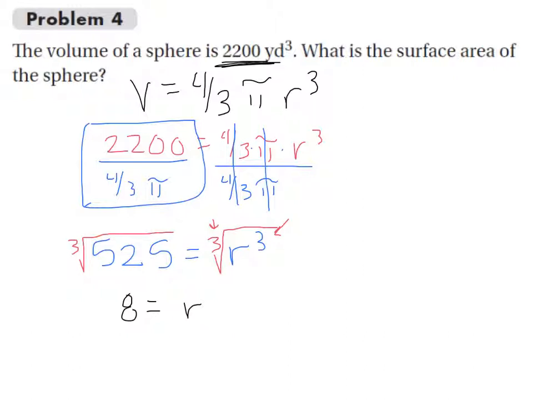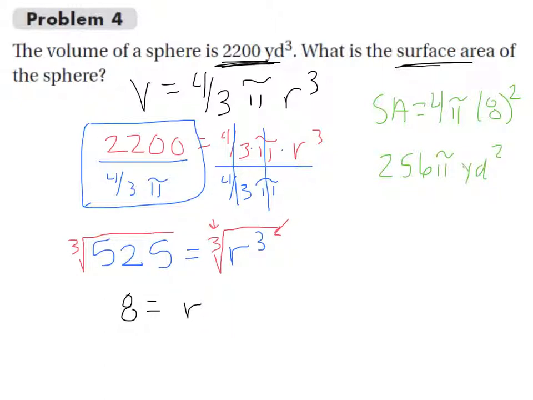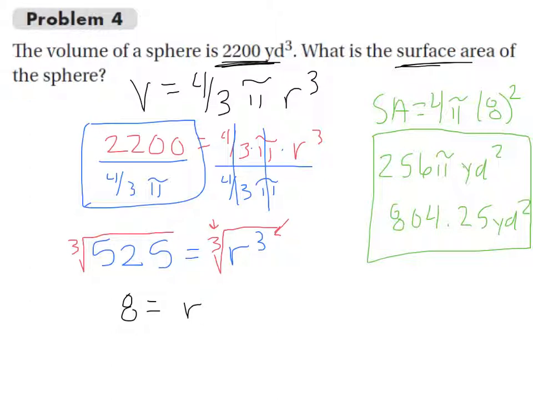So now I'm actually looking for the surface area. That's what my question is. So if you remember from earlier in this video, the surface area is equal to 4 times pi times r squared. So your two answers could either be 256 pi yards squared, or else 804.25 yards squared. Either answer would do for this problem because it doesn't tell me how to solve it.